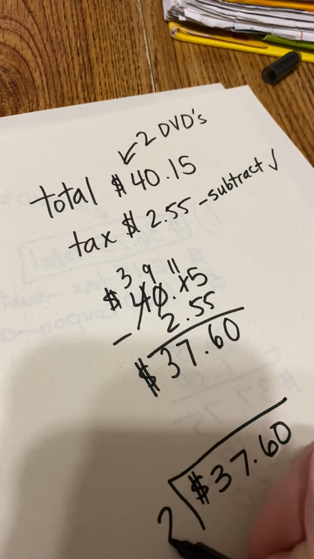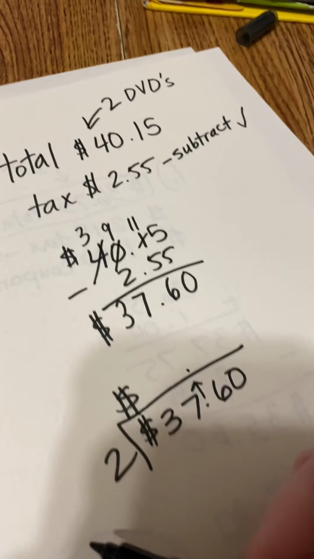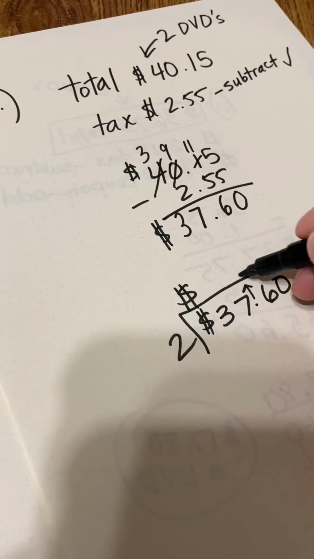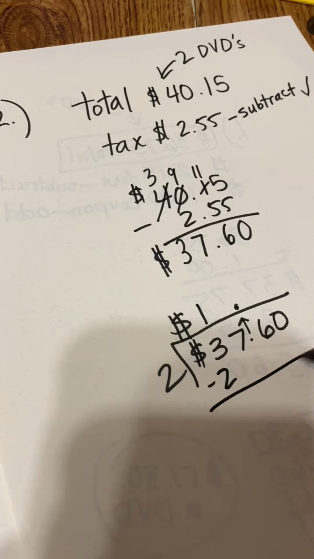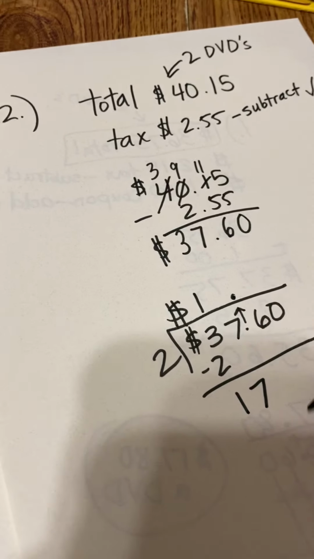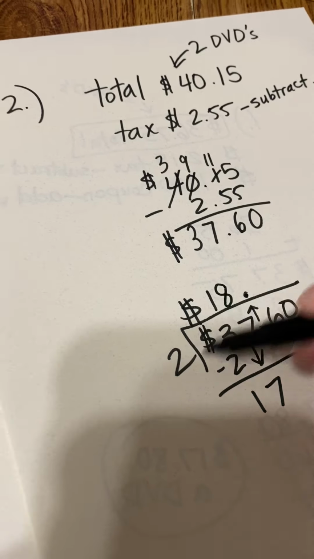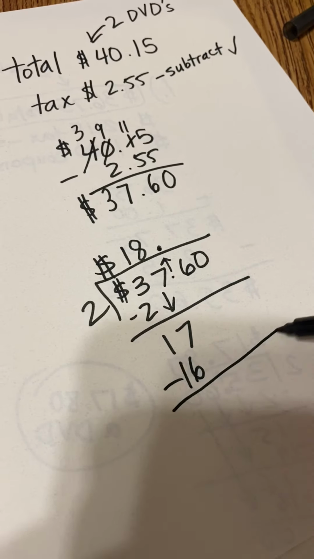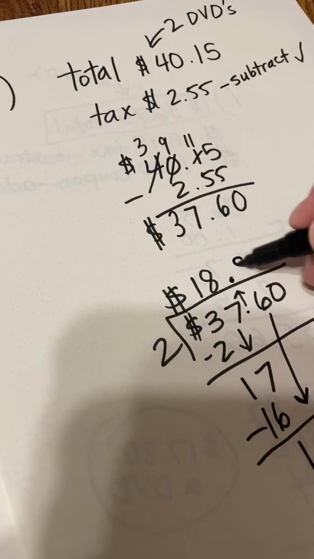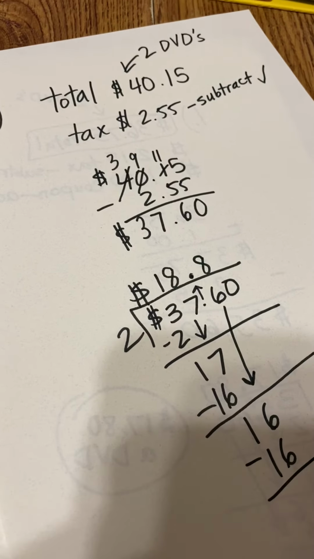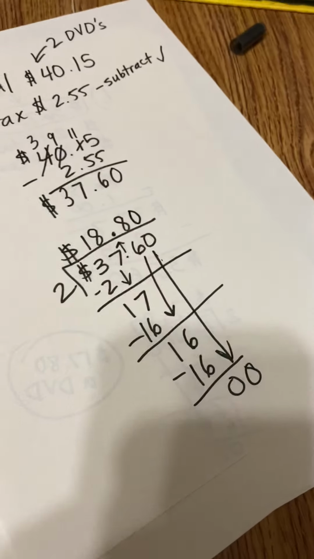3760 divided by 2. Bring up my decimal. Once again, no decimal in the divisor, so I'm good. No movement. So 2 into 3 is 1. 1 times 2 is 2. 17. 2 into 17. That's 8, because 8 times 2 is 16. It's 1. Bring the 6 down. 2 into 16 is 8 again. 0, and I need to put something above this extra 0.